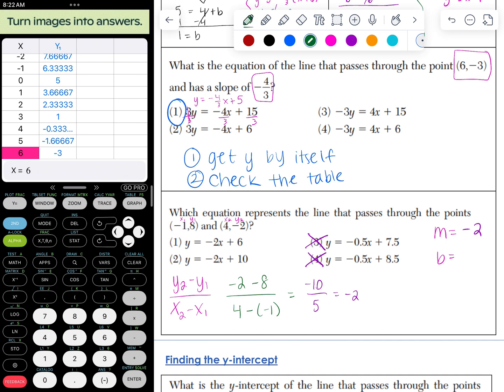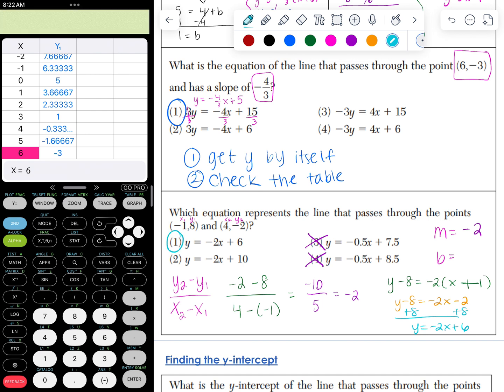And then what I'm going to do is just substitute it in. So let's pick a point and just plug in our values. So I'm going to do y minus 8 equals my slope times x minus -1, which remember we said becomes a positive. Okay, I'm going to distribute. So I've got y minus 8 equals -2x minus 2. And then I'm just going to add the 8 to the other side. Y equals -2x plus 6. So that is going to be choice 1.